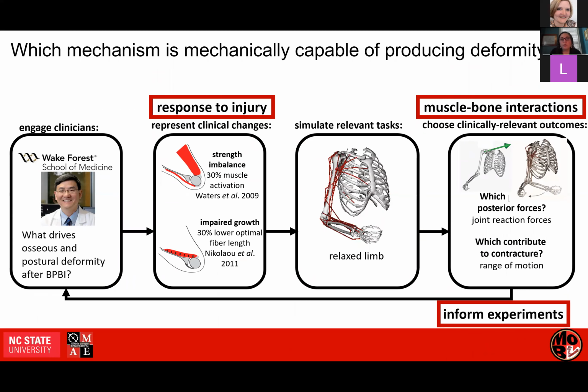So to answer this question, we just started from mechanics and said, which one is even possible to create these deformities? We can represent both of them directly in our model, and then we can look at whether posteriorly directed joint forces are created, which would be consistent with the type of bone changes we see, and whether they would contribute to contracture by looking at the range of motion that would be possible after these muscle changes.